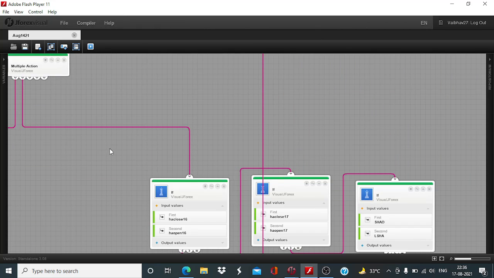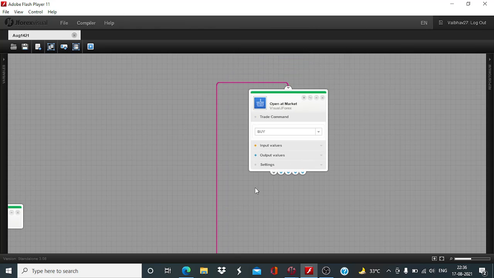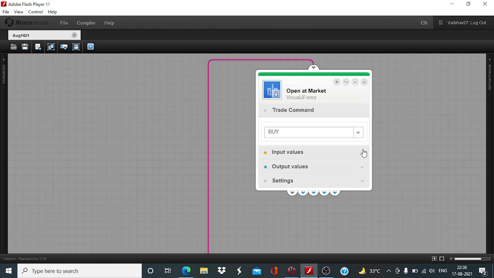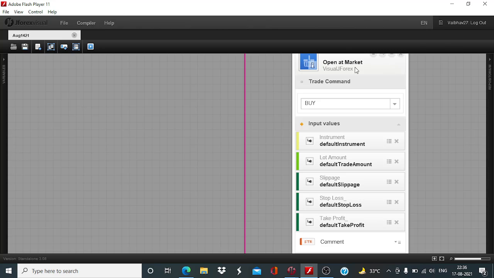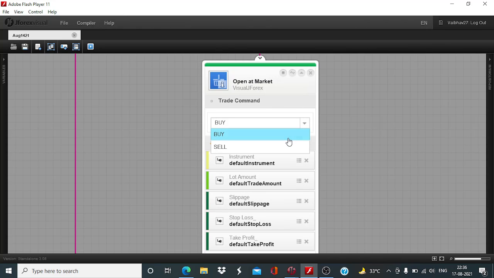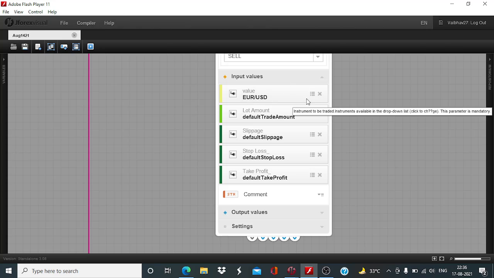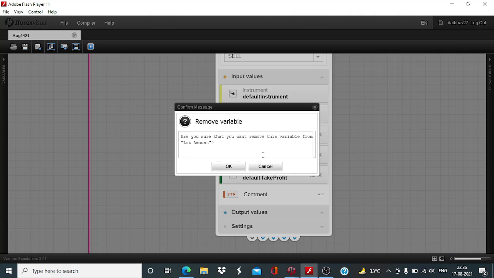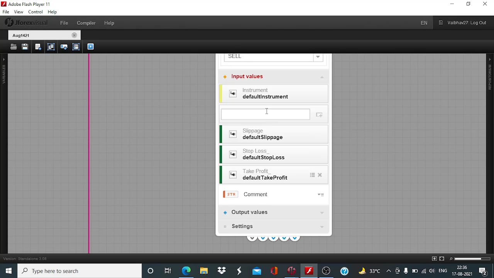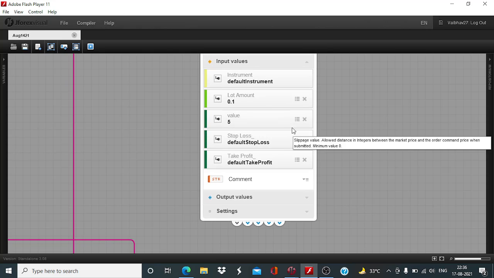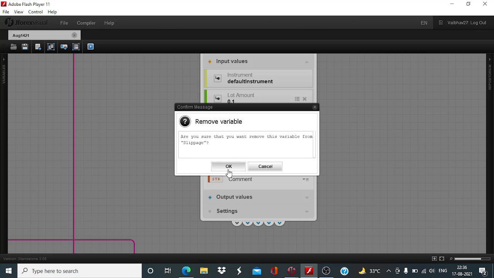Okay, so it has been joined to multiple action. And then we have to define the input parameters for this trade command block. There is going to be a sell order. Default instrument remains as it is. Trade amount is going to be changed to 0.1 million. It should be dependent on the account equity. You should keep it in relation to account equity. Slippage, I think 2 pips is good enough.